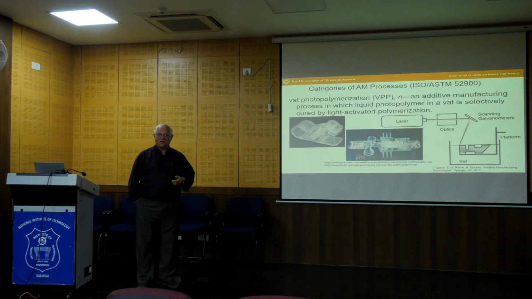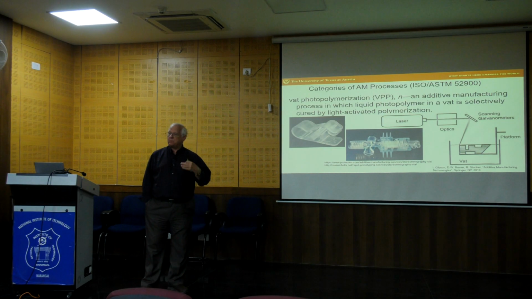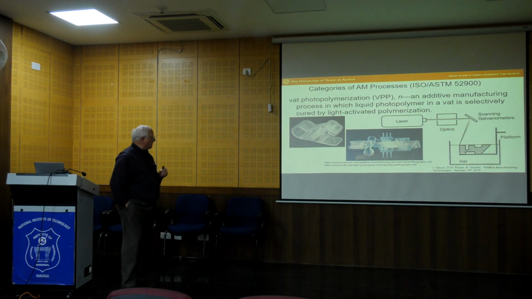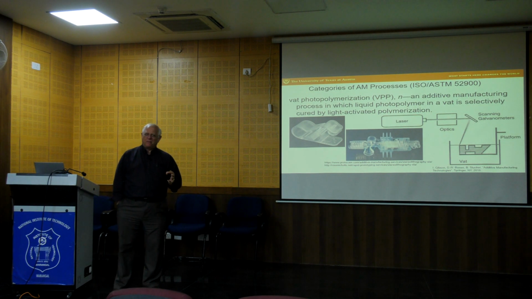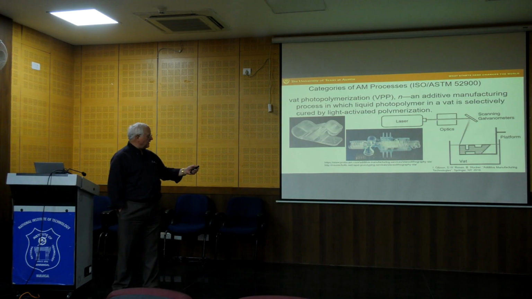They're lovely parts. Vat polymerization has the advantage of typically producing the best surface finish out of the machine. And you can see that here. These are quite detailed and quite high quality parts in terms of the finish. The materials are typically epoxy polymers, liquid resins that are in a vat, hence the name vat polymerization.